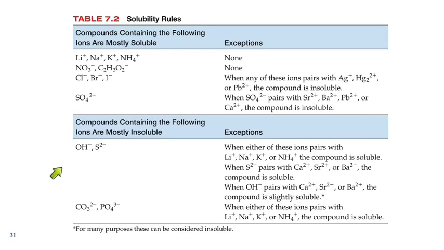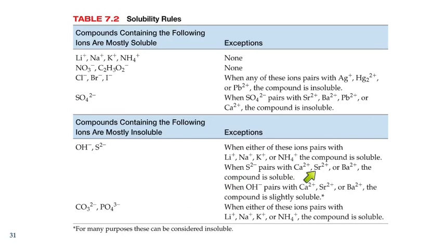The bottom half is sort of the reverse. Compounds containing these ions are usually not soluble, except. So hydroxide and sulfide, those are not soluble except when either of these pairs with one of those. I would recommend going through this table in order. If you have, say, lithium hydroxide, you come here, you see it's got lithium in it, no exceptions, you say it's soluble, you're done. You're never going to get down here to see that exception. So those are an exception because of this rule up here.